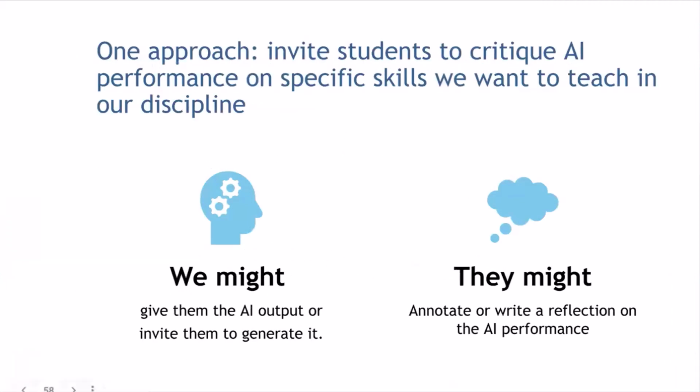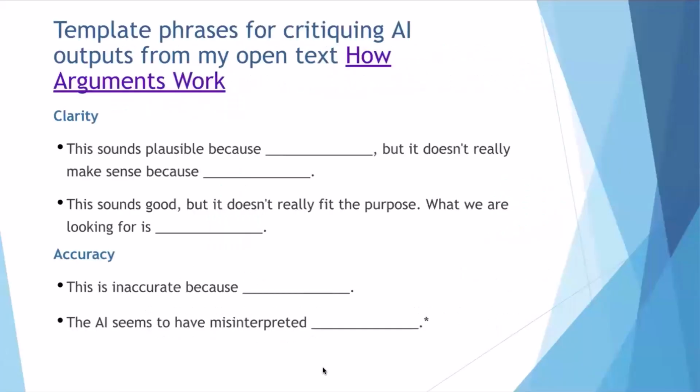And one fundamental approach that you may have probably heard of is the idea that we want them to critique AI performance on something in our discipline, right? Something that we want to teach in the discipline. So either we give them the AI output or we invite them to generate it, but either way, they're reflecting on how well the AI did. They might be annotating it or they might be writing a piece about it. But I think it's important to encourage students just to be confident in critiquing.